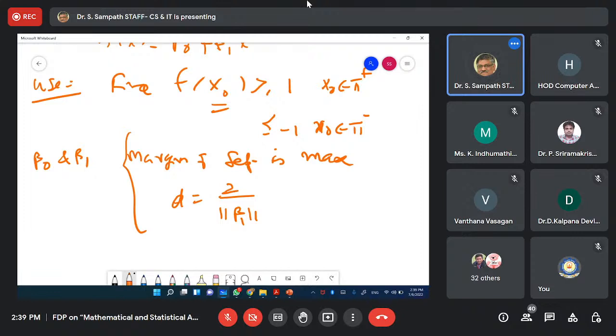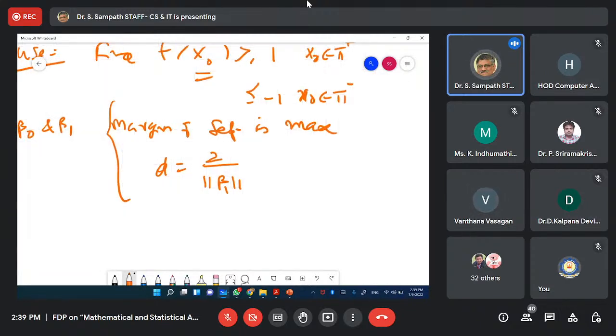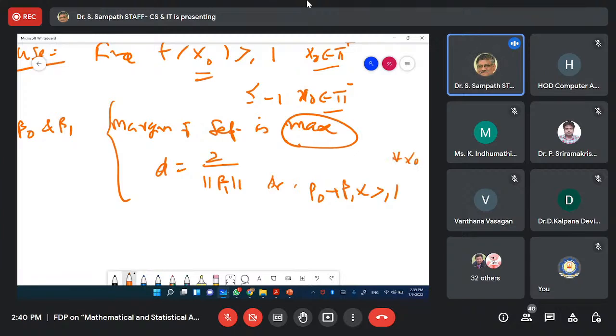Please respond. Yes, sir. Yes. Or do you want to know how that 2 divided comes? Clear. Okay. Clear, sir. So now I am saying you want to maximize this. You have to get beta naught and beta 1 so that it is maximum, subject to the condition that these two are satisfied. So for the positive class, I would like to have beta naught plus beta 1 transpose x greater than or equal to 1, and for the negative class it is less than or equal to minus 1. So I would like to maximize this subject to this one.